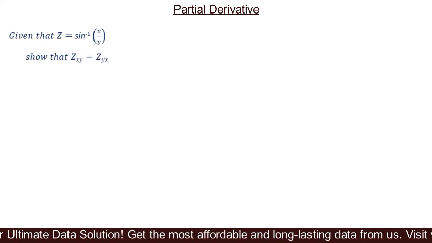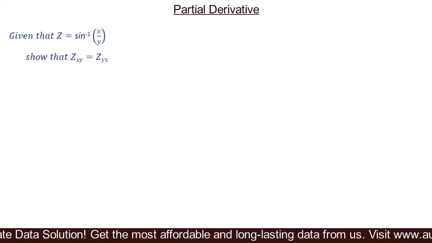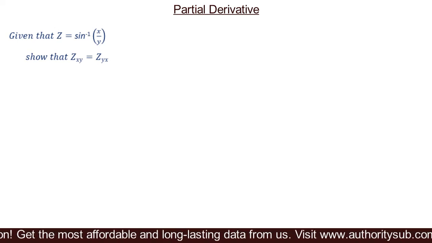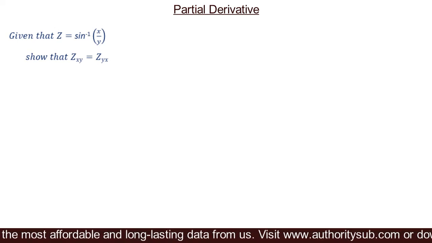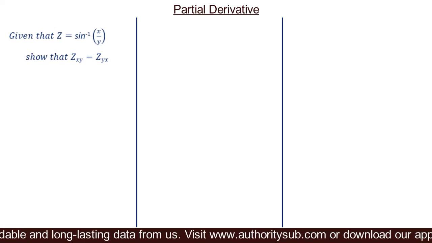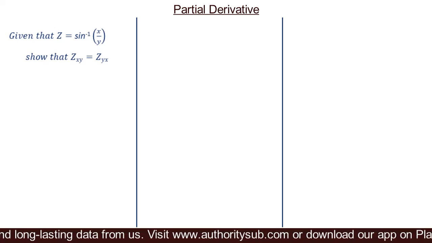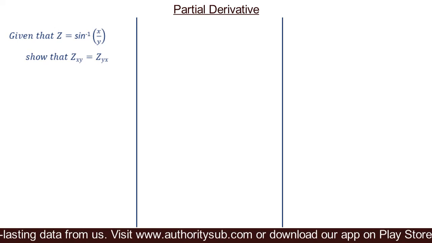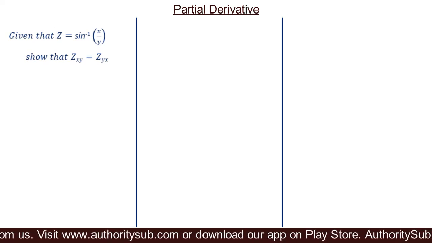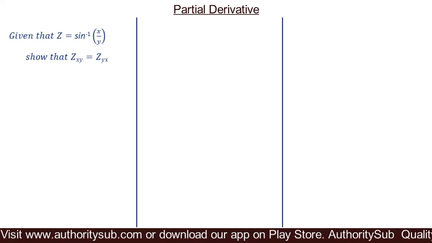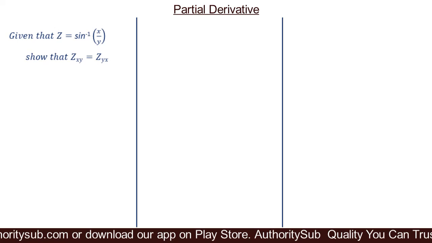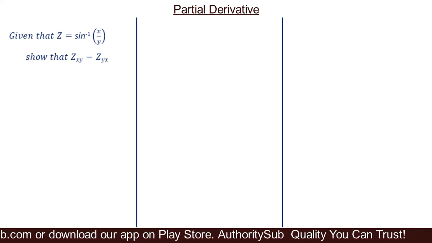This question says, given that z is equal to sine inverse of x all over y, we are to show that the first and second partial derivative of z with respect to x, with respect to y, is equal to the first and second partial derivative of z with respect to y and with respect to x. So this is what we are asked to solve.